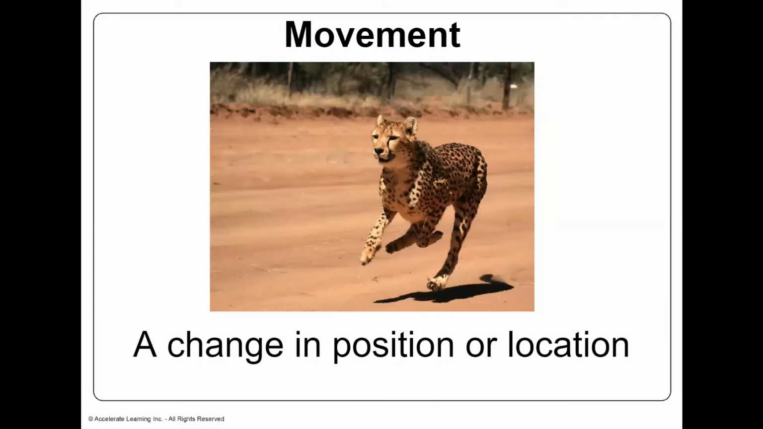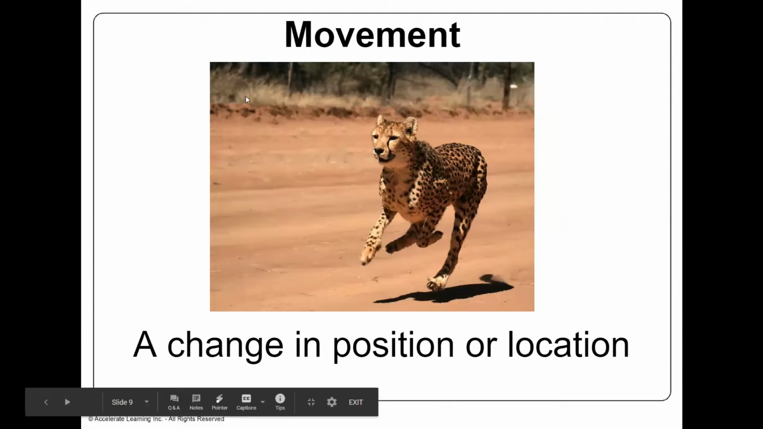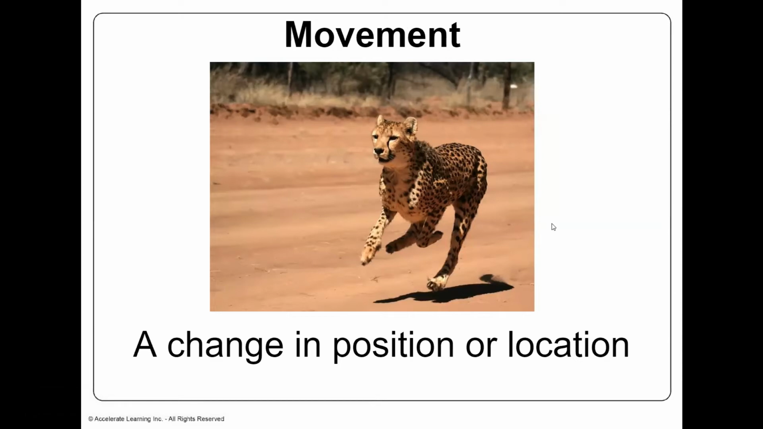Our next word is movement, and movement is a change in position or location. Pretty obvious animal example here. If you recognize the animal, you know that they are known for moving fast. And that wraps up our vocabulary, so we can go ahead and actually jump into the lesson now.